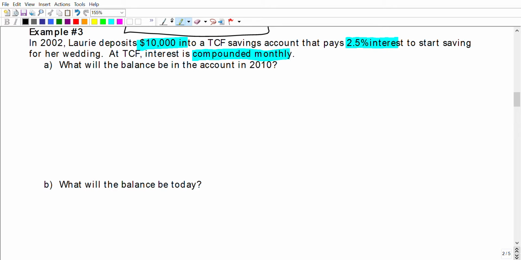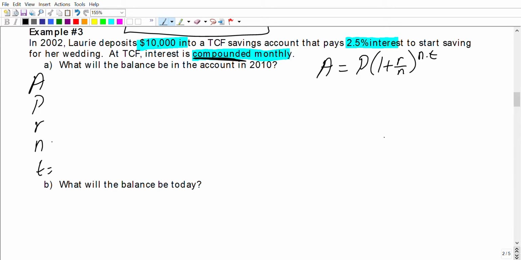So right away, I saw this keyword here, compounded. So I know I have to use our equation. I just like to always rewrite it so I remember. And once again, I always also write everything I am looking for over on the left. So let's go ahead and see what we can find.